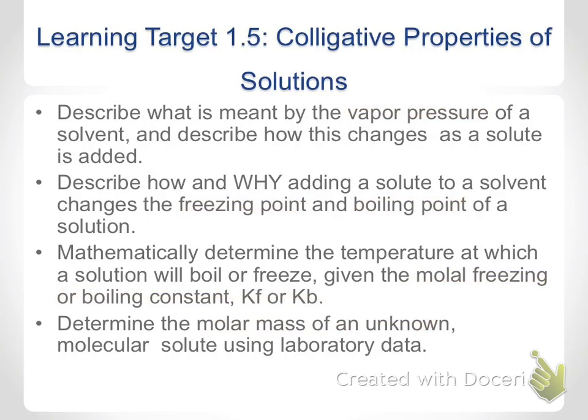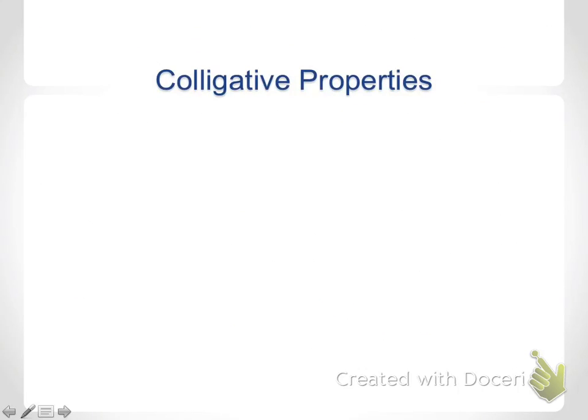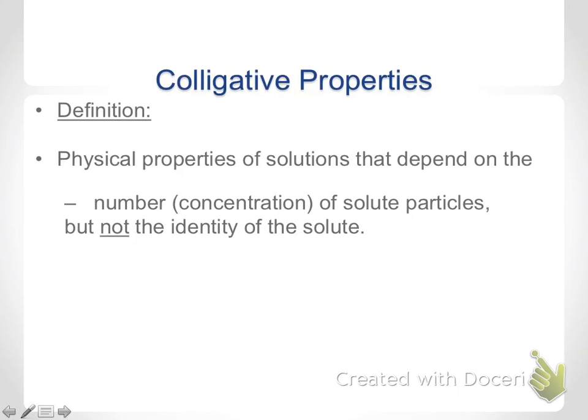Let's talk about what a colligative property is. The definition of a colligative property is a physical property of a solution. As opposed to a chemical property, it doesn't change what that solution is or the chemicals in that solution. They are physical properties of a solution that depend on the number of solute particles, but not the identity of the solute particles. So that all comes down to concentration.